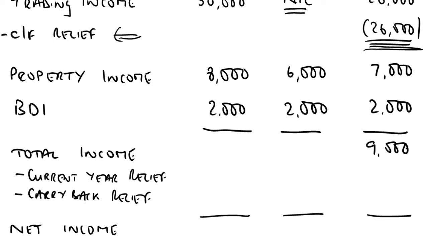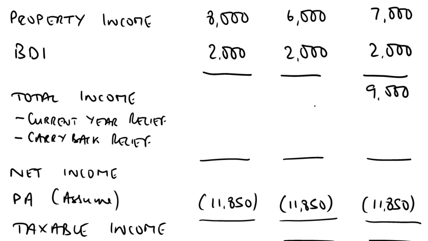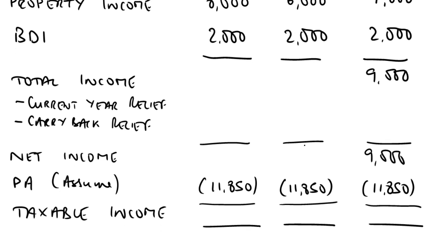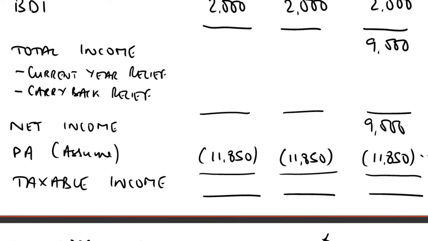Again, do excuse me. So £9,000 would become the net income. Again, don't bother to write this in, just watch, listen and learn. That would leave 9,000 as net income. The personal allowance is 11,850. So I've wasted some of that personal allowance.